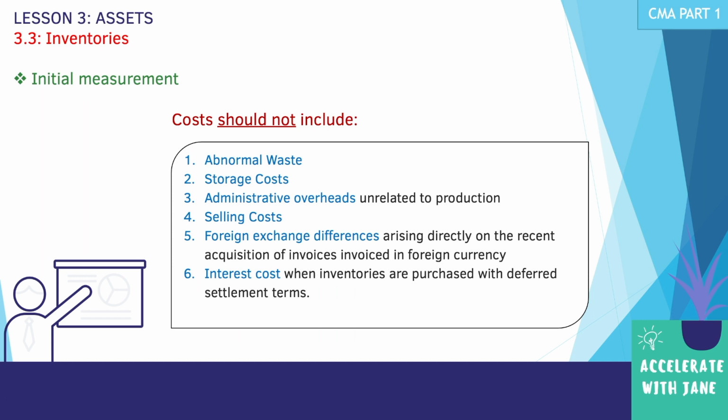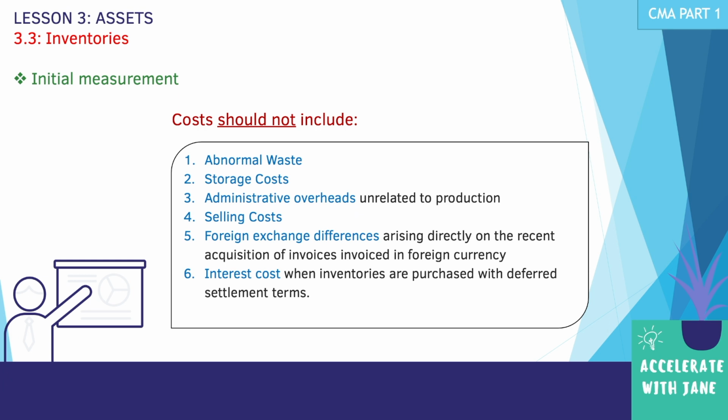Alright, so first, abnormal waste. It's understandable, right? A particular manufacturing company typically incurs waste. For example, if there are errors in the production which are abnormal, not within the normal range of errors, these are abnormal waste. So these should not form part of the inventories. Second, whatever is the storage cost. For example, if a company has finished the production, of course, they need some storage where they can store the finished product.